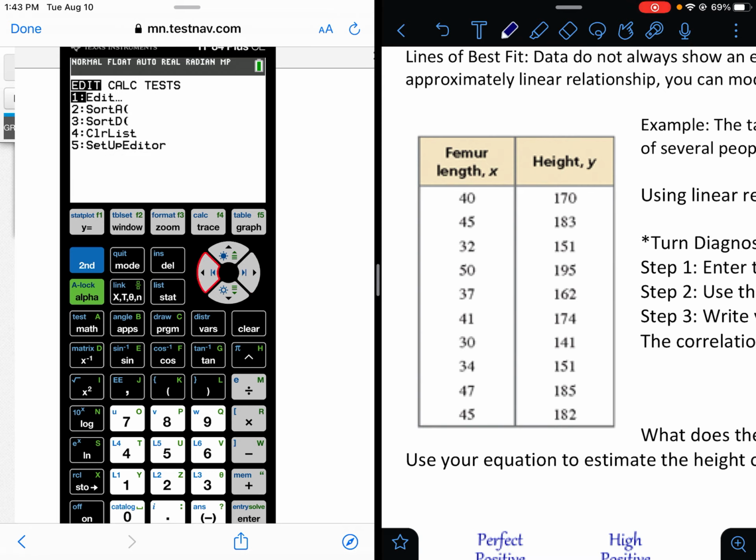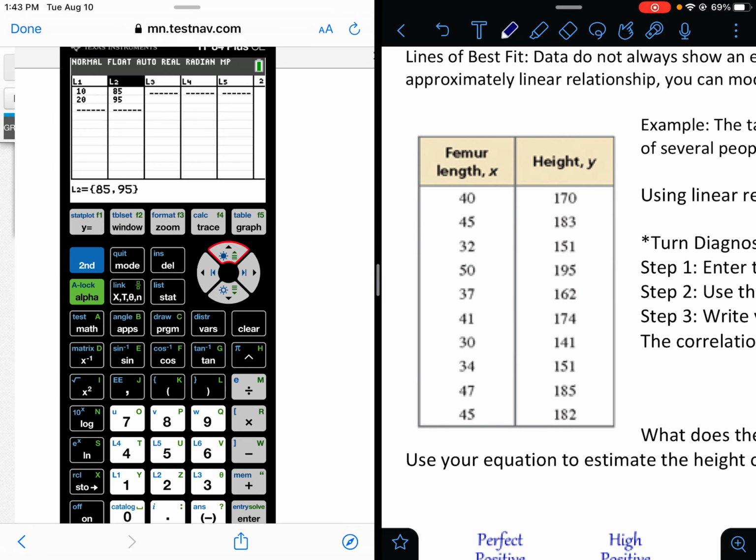So stat and, not calc, stat and edit. We're going to delete these. When there's only 2, it's just easy to hit delete. And now I'm going to put all these in there. So I have 40 and 45 and 32, 50, 37, and go quick, and 30, and 34, 47, 45. Now if I did it right, the numbers should match up here.